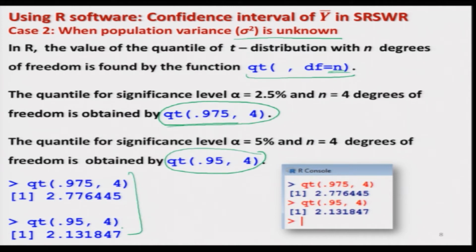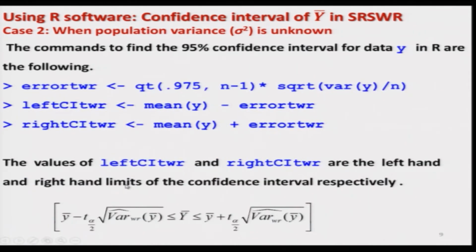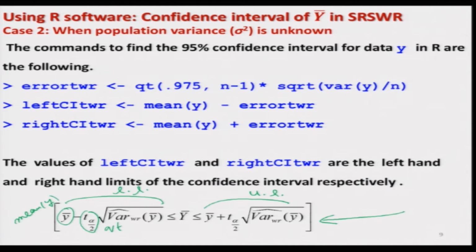They are the same values which we have obtained in the earlier lecture. Now exactly on the same lines, you can see here this is the confidence interval, this is the lower limit, and this is the upper limit. In order to compute it, this value can be obtained by the command qt. This value y bar can be obtained using the mean of y, and this quantity, square root of variance of y bar, can be obtained by square root of variance of y divided by n.